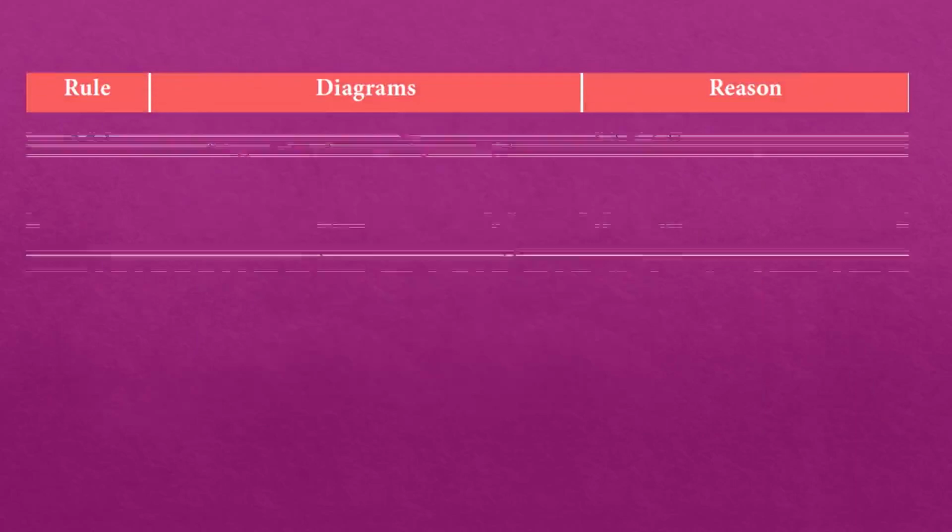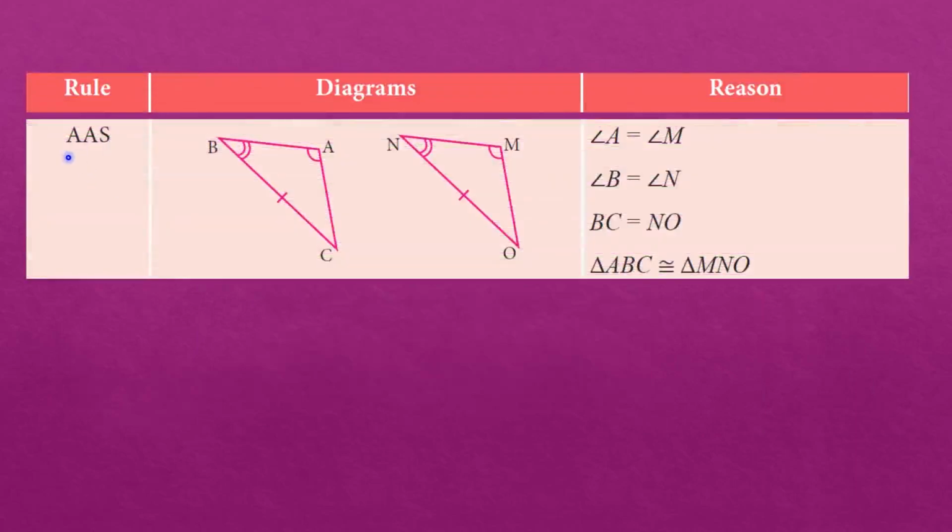Next we are going to see the rule AAS, that is angle, angle, side. For that, see these diagrams. The names of the triangles are triangle ABC and triangle MNO. Here angle A is equal to angle M, and angle B is equal to angle N, and the side BC is equal to side NO. So by the angle, angle, side concept, we can say these two triangles are congruent. That is, triangle ABC is congruent to triangle MNO.